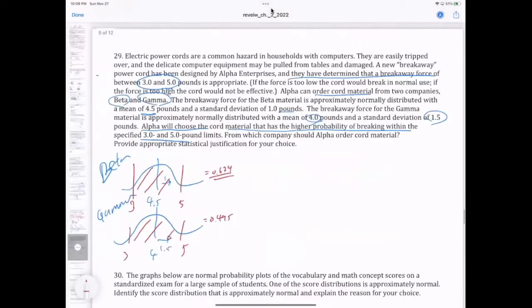Okay, so I think we have a clear winner here. From which company should alpha order the cord material? Obviously beta, because for the appropriateness of these chords between 3 to 5, beta gives you much higher probability within those specified limits. Therefore, beta is the clear winner here, so you should order the chords from beta.